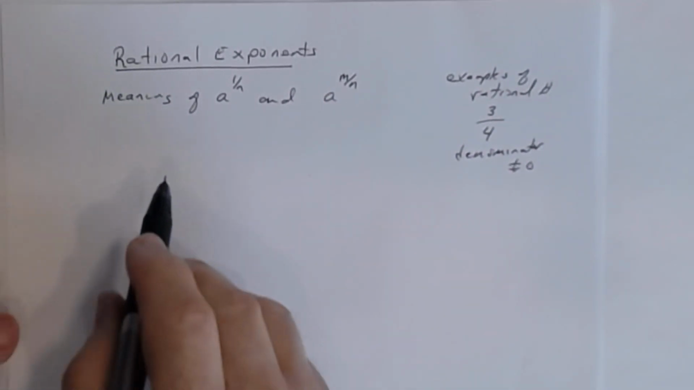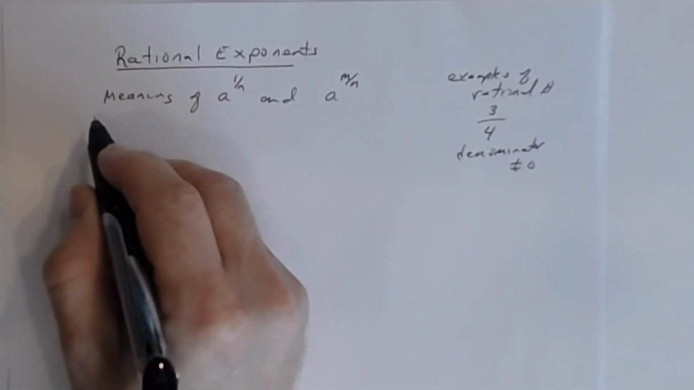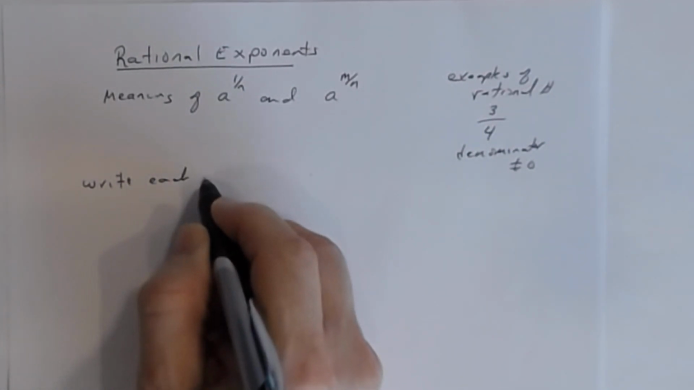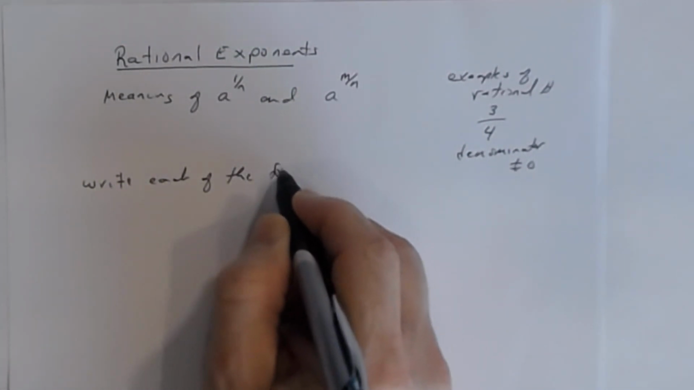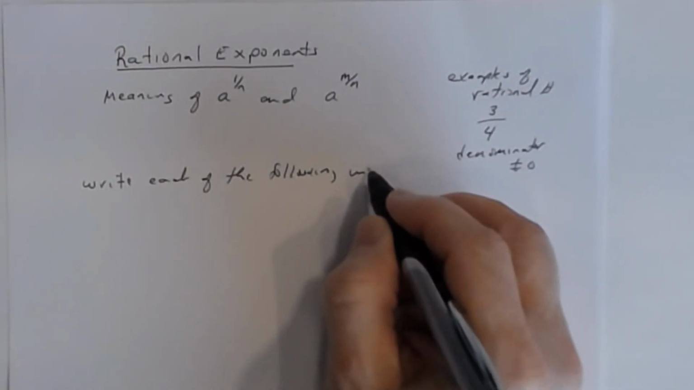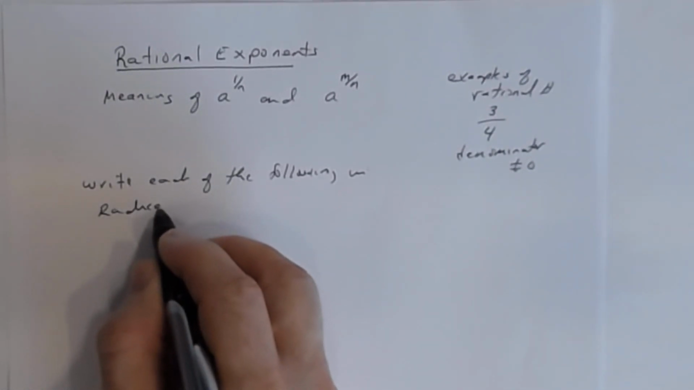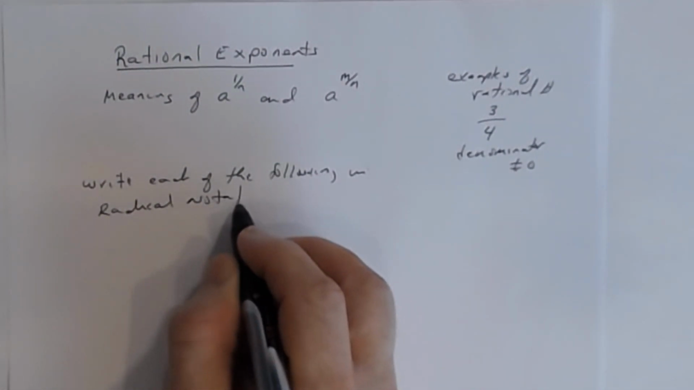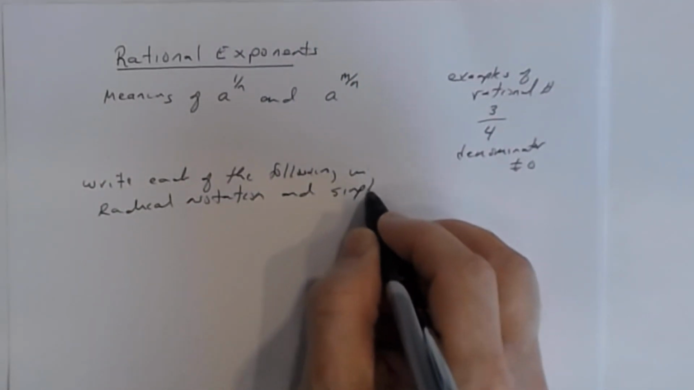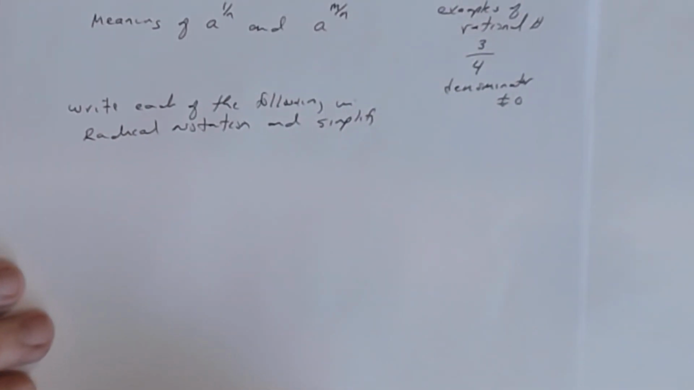Okay, so let's look at these examples. The examples will be something like this. The directions will say: write each of the following in radical notation and simplify.